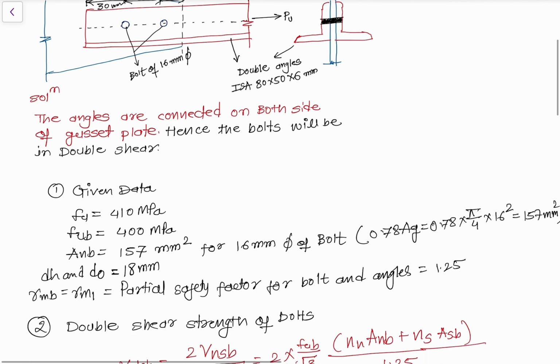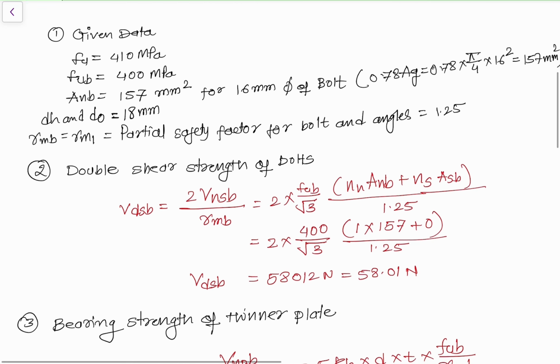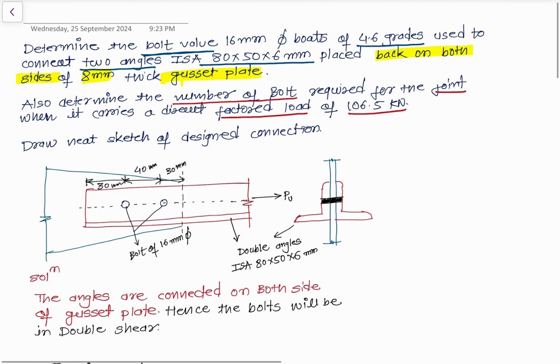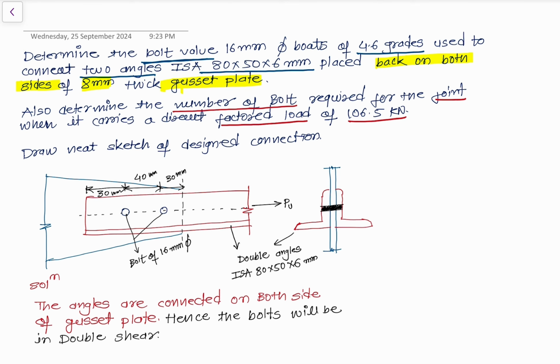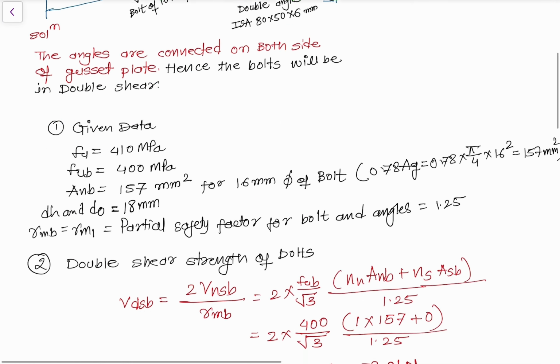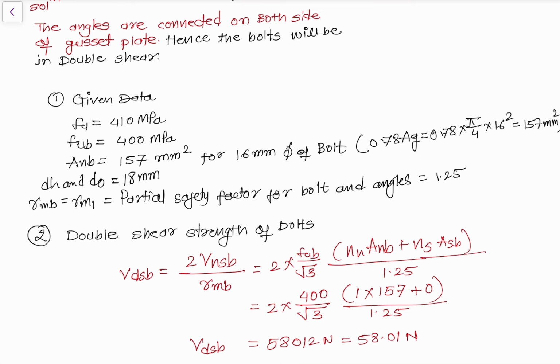So we have some given data. Fu is 410. Why? Because we have grade 4.6 here. So with 4.6 grade, we get Fu as 410 and Fub as 400. Now we need to calculate the area of the bolt. So how can we calculate that?